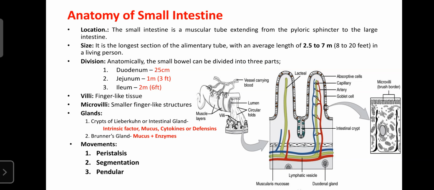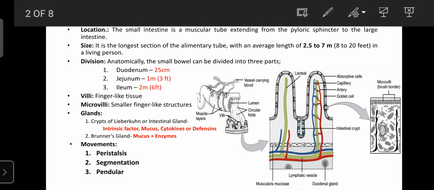That sphincter acts as a gate, so it can restrict the entry of excess food from the stomach into the small intestine, or into the duodenum. That's why the small intestine starts from the pyloric sphincter and ends towards the large intestine. Regarding the size, the small intestine on average has a length of about 2.5 to 7 meters, or 8 to 20 feet.